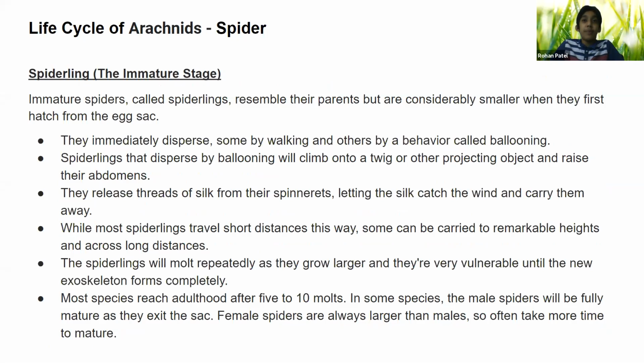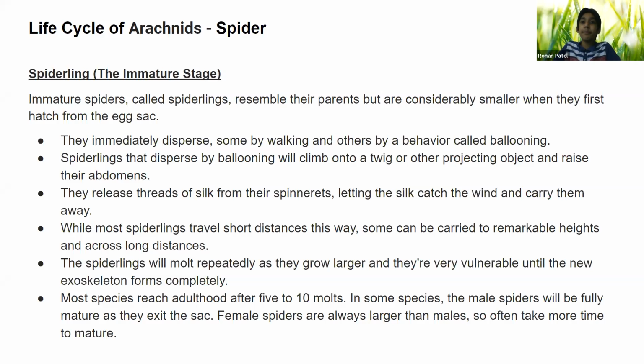Immature spiders, which are called spiderlings, resemble their parents but are considerably smaller when they first hatch from the egg sac. They immediately disperse, some walking and others by a behavior called ballooning. Spiderlings that disperse by ballooning will climb onto a twig or other projecting object and raise their abdomens. They will release threads of silk from their spinnerets, letting the silk catch the wind and carry them away. While most spiderlings travel short distances this way, some can be carried to remarkable heights and across long distances.